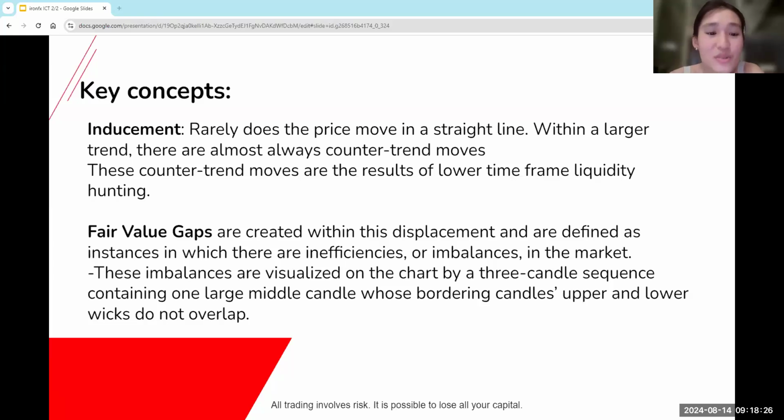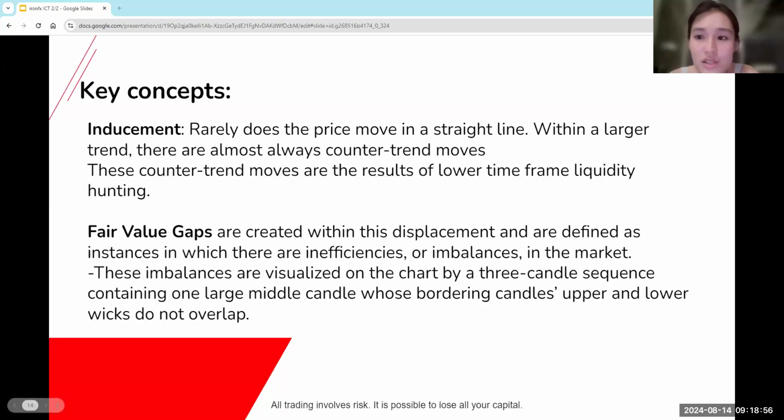Oh, yes. So fair value gaps are created within the displacement that we talked about earlier and are defined as instances in which there are inefficiencies or imbalances in the market. So these imbalances are visualized on the chart by a three-candle sequence containing one large middle candle whose bordering candles' upper and lower wicks do not match. So again, this kind of plays into that candlestick shape.